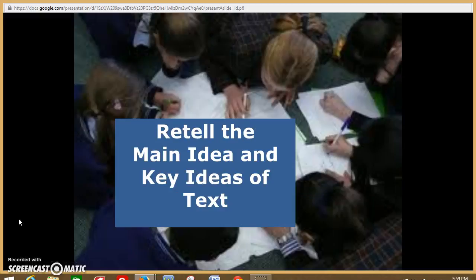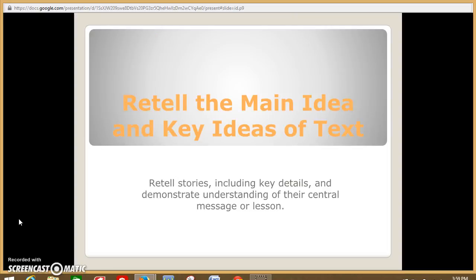Retell the main idea and key ideas of a text. This module focuses on first grade comprehension standards, specifically on identifying the key details and main idea of a text.